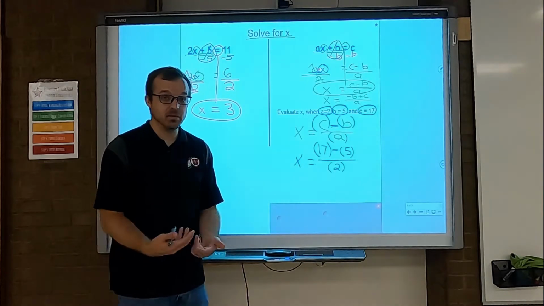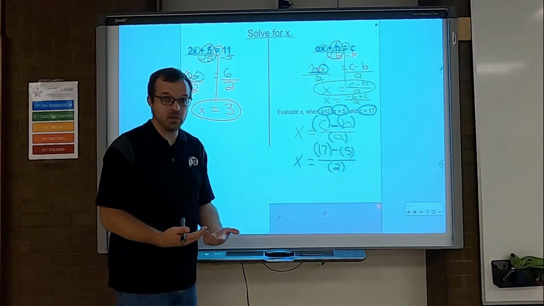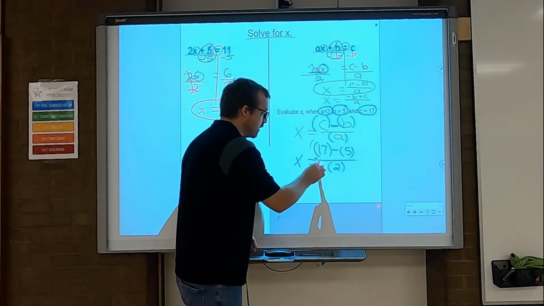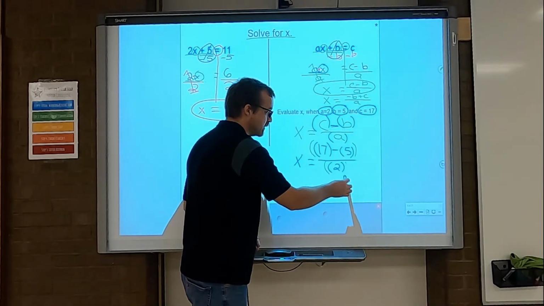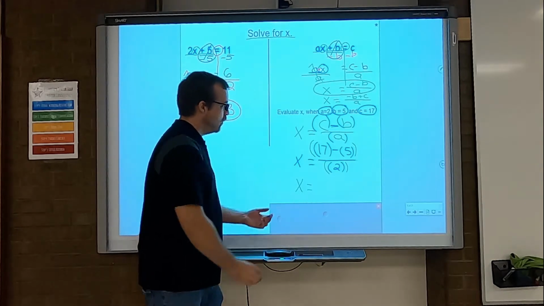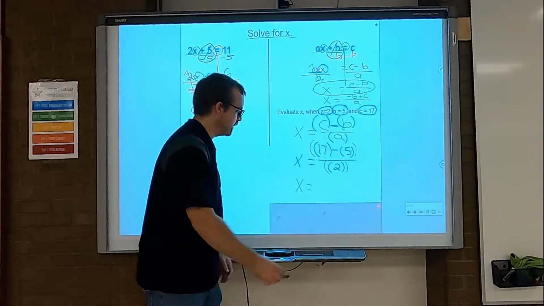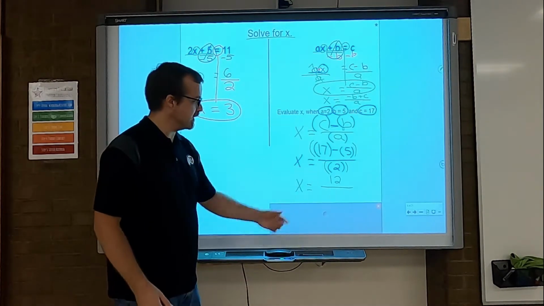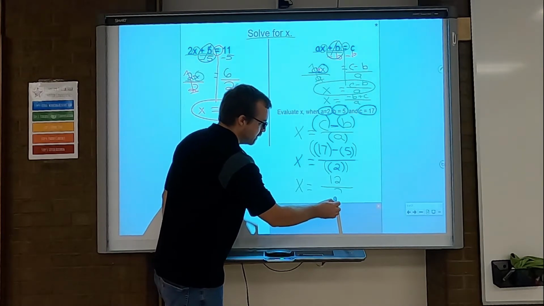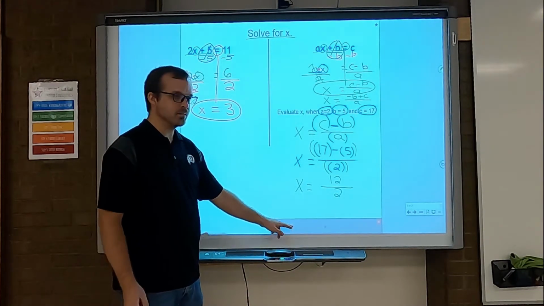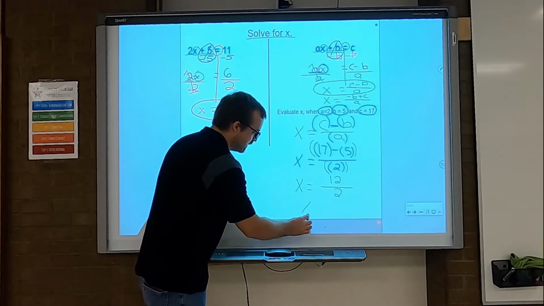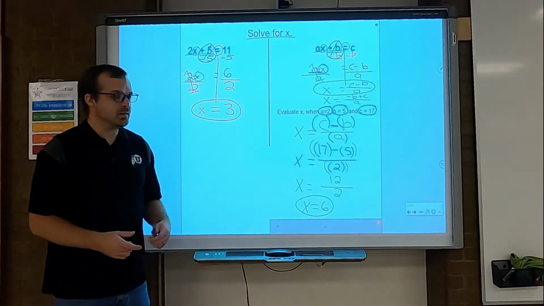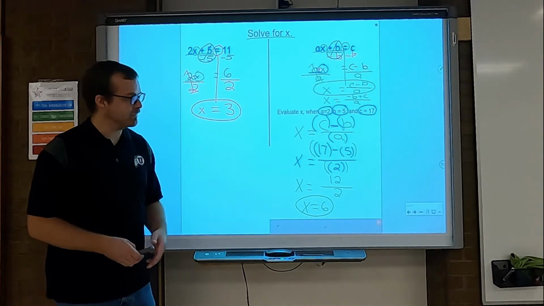Now we just got to go through the simplifying process, starting with GEMDAS, grouping symbols. And grouping symbols are, remember, numerators are grouping symbols, and denominators are too. So we're going to start there. What is 17 minus 5? 12. That's just 12. Now I don't have to leave the parentheses up there because it's all done. And then in the denominator is 2, and 12 divided by 2 is 6. It's the only problem left, so we get 6. So x equals 6. And that's how you do a two-step literal equation.